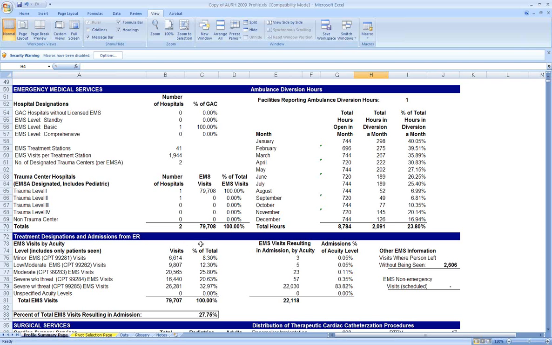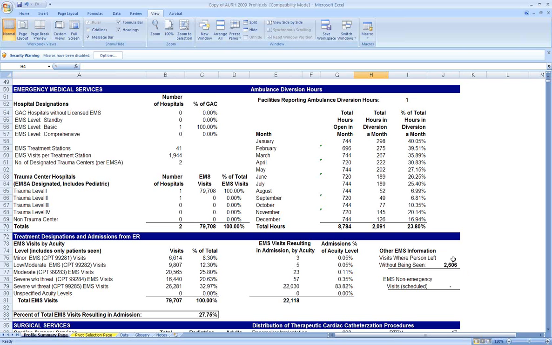You can also see here the breakdown of the EMS visits by acuity, that's by severity, and how that breaks down as far as the types of situations they were dealing with in the emergency room. As I mentioned, the issue of the emergency room visits that result in admission and what the percentage was at Cedars-Sinai was 27%. Remember that for Prime Healthcare, what Christina reported was that it was in the 60s, so it was considerably larger.